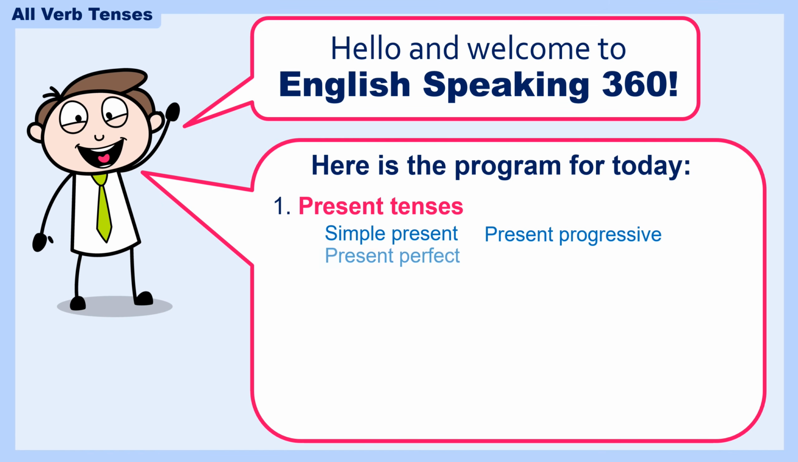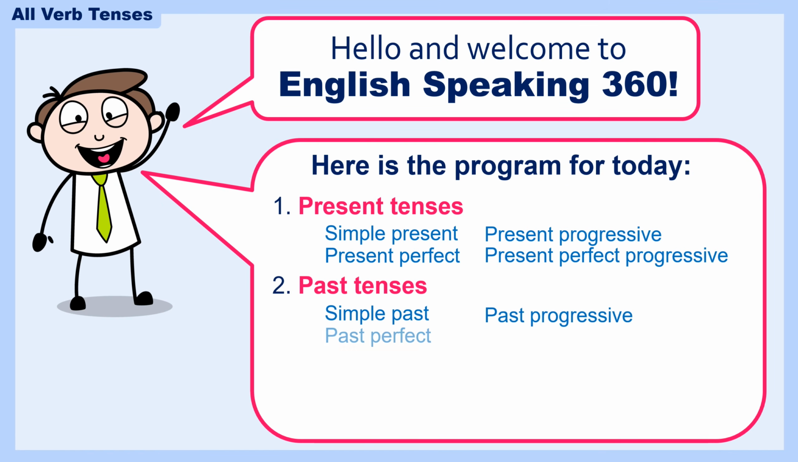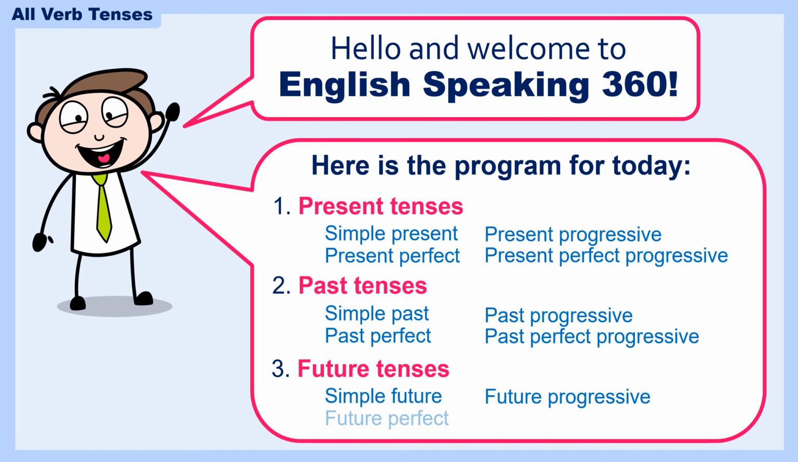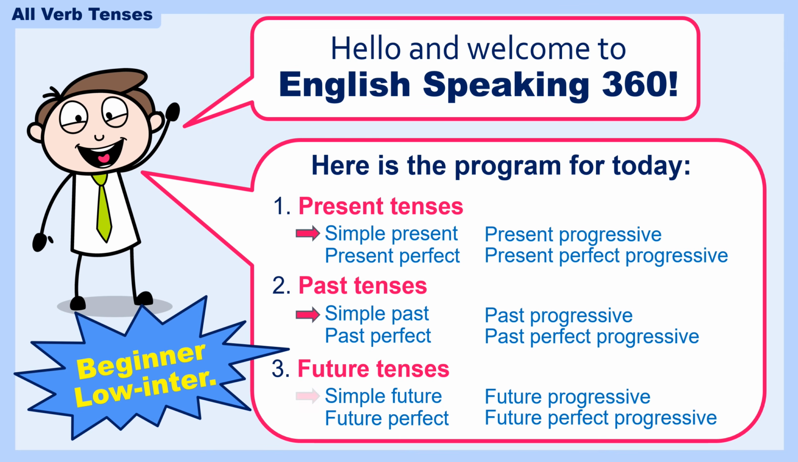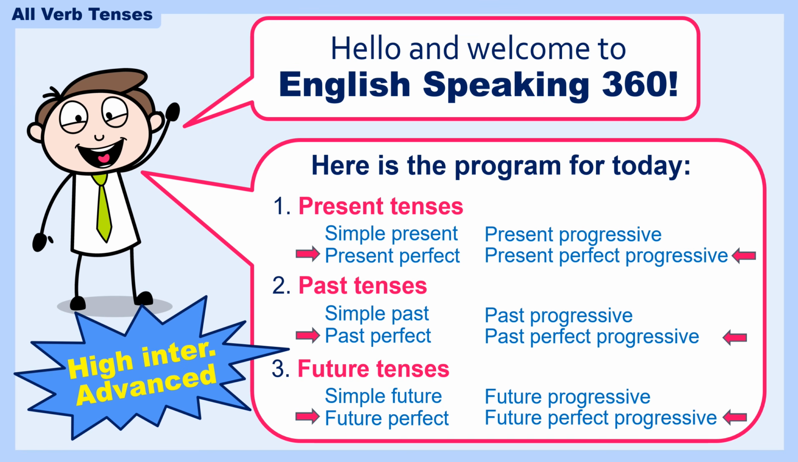We're going to check out the 4 present tenses, the 4 past tenses, and the 4 future tenses. In this video, there is something for everybody because if you are a beginner or low intermediate, you should focus on the simple tenses and the progressive tenses. But if you are at a higher level, high intermediate or advanced, then I recommend focusing on the perfect tenses and the perfect progressive tenses.